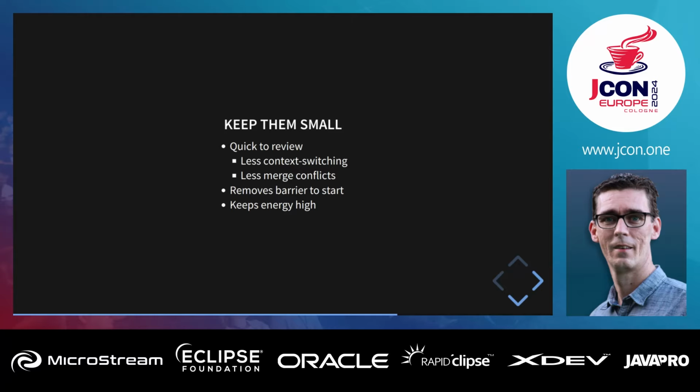Of course, the solution is keep them small, but that requires some skill. The advantage of keeping them small is that they're quick to review, there's less context switching, as I mentioned before, and less merge conflict. It also makes it easier to get started on picking up a pull request, because it doesn't seem that intimidating. And it also keeps the energy high. If you finish a pull request after 2 days of review, or you can review 5 PRs in 2 days, that feels more like, okay, we finish things, we get things moving, we get things to production, or at least to the main branch.